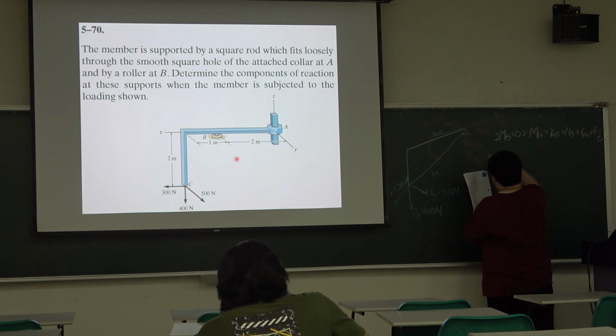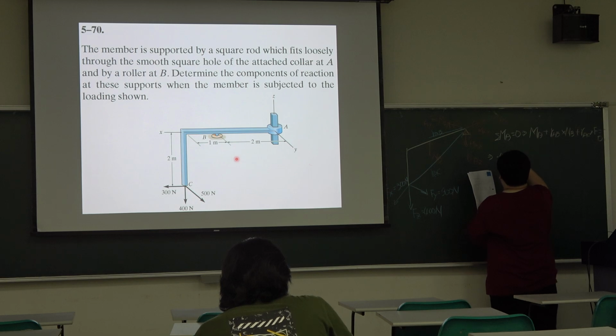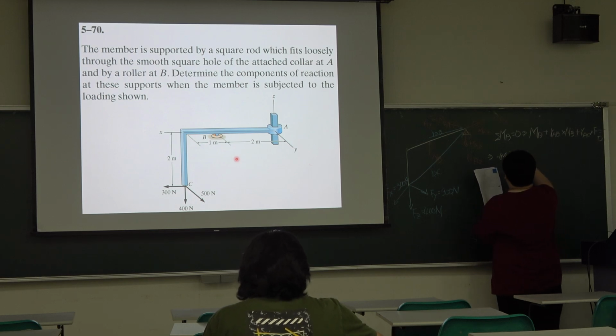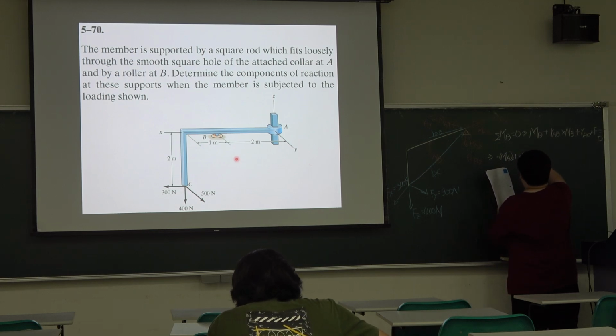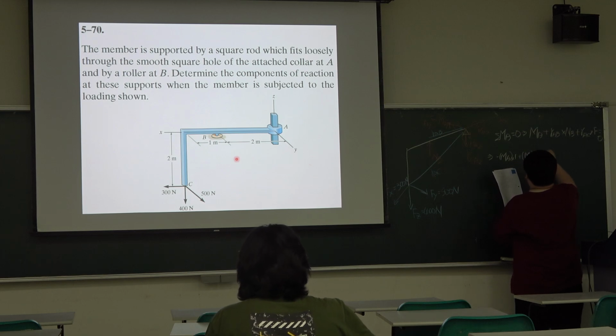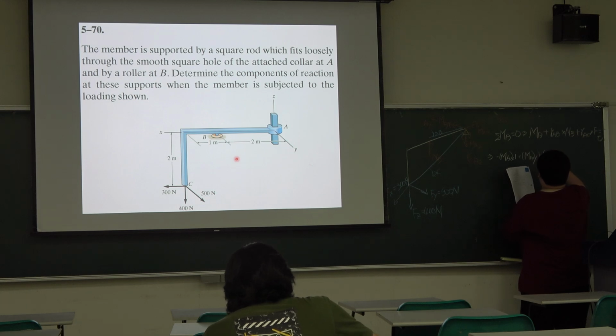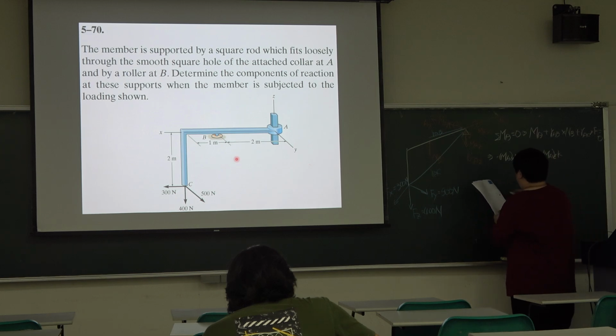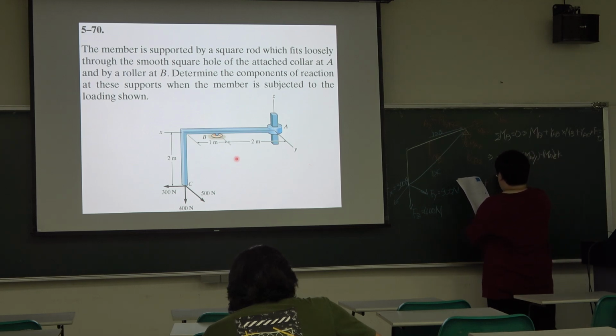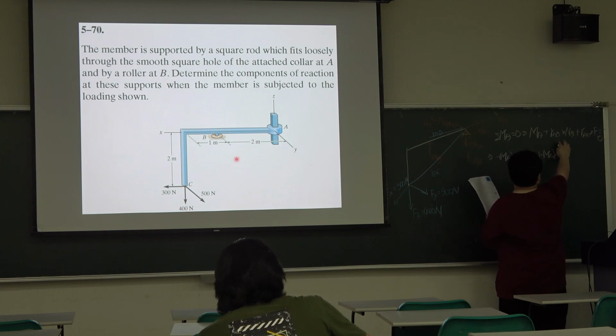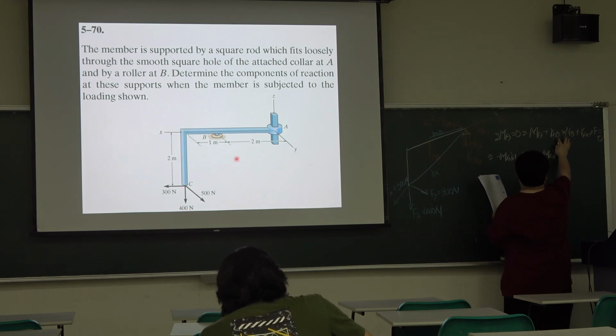So MAx i plus MAy j minus MAz k plus, okay, we can use the determinant to calculate the moment. Use the Cartesian vector, position vector cross the force vector.